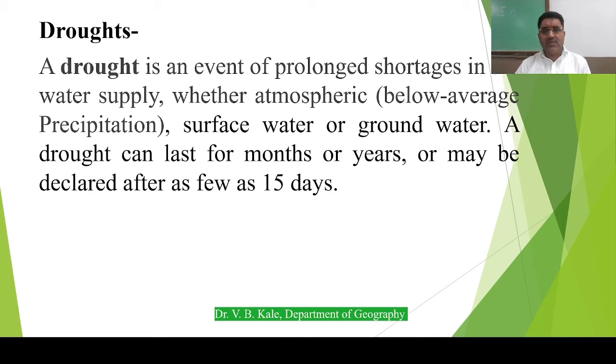A drought is an event of prolonged shortages in the water supply, whether atmospheric, below average precipitation, surface water, or groundwater. A drought can last for months or years or may be declared after as few as 15 days. In short, drought is nothing but the shortage of water for a longer period, and due to that there is too much impact on the agriculture, as well as side effects of droughts on the society, and thus drought is a harmful phenomenon so far as human life is concerned.